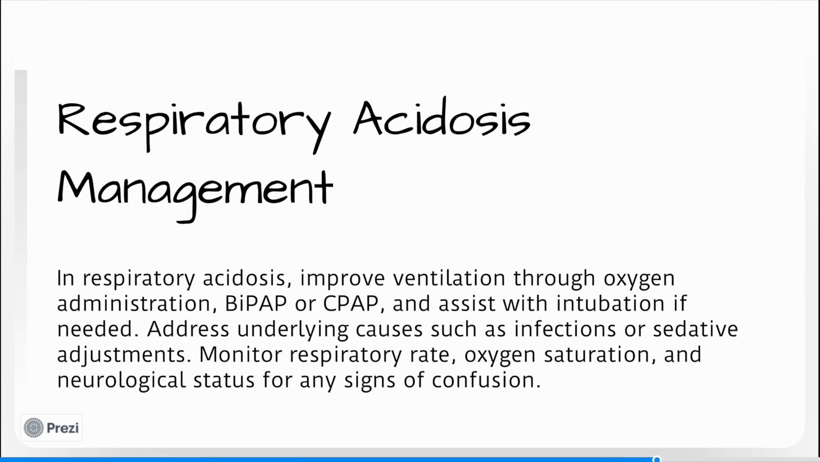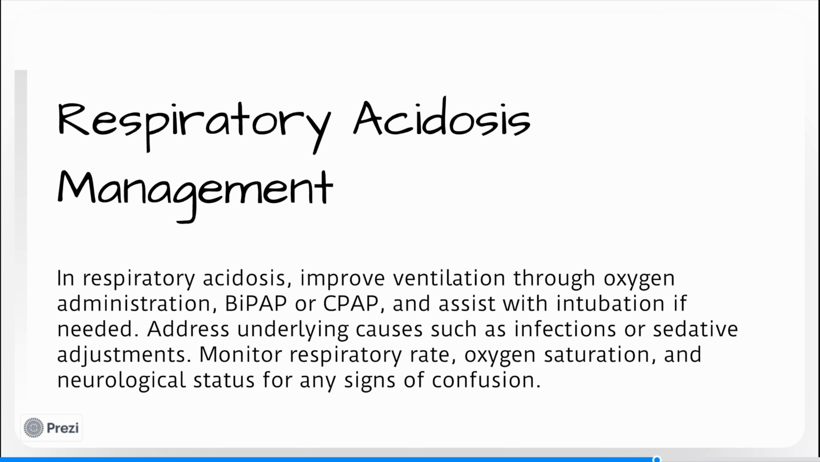So, nursing interventions for respiratory acidosis: improve ventilation, administer oxygen, use BiPAP or CPAP, or assist with intubation if necessary. Treat underlying causes, as I already mentioned several times.